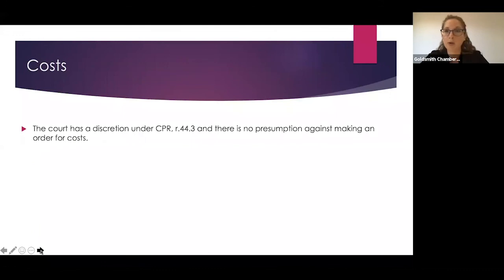Lastly, and this is just a point to note, the cost provisions where there is an application for enforcement don't carry the usual presumption that you find in child arrangement proceedings, that there is a no order for costs, and the court does have the discretion to make costs under CPR Rule 44.3.